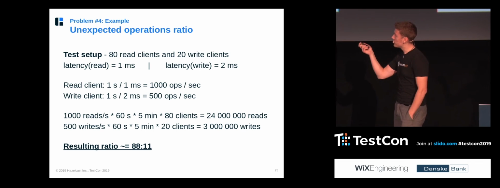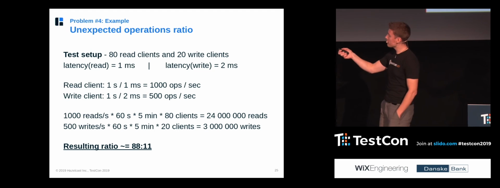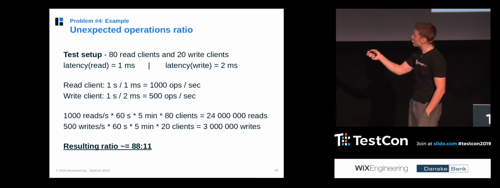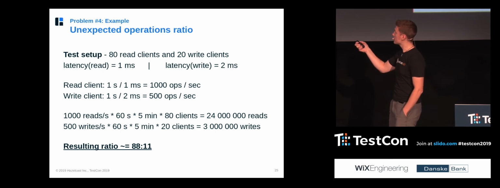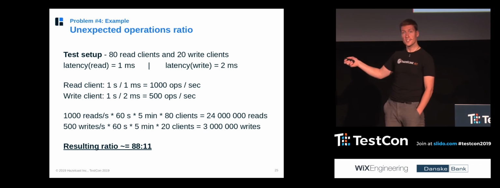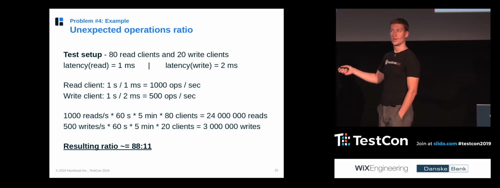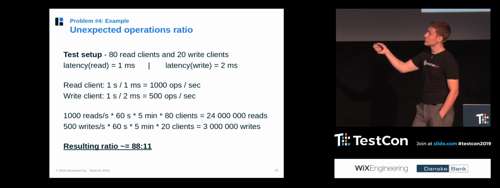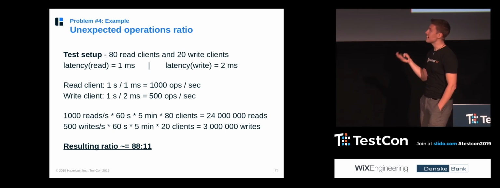Now I will let the performance test run for 5 minutes. So I'm doing 1,000 reads per second, for 5 minutes, with 80 clients. The same for writes. You see the numbers. It's simple math. But the resulting ratio is 88-11, which is not 80-20, right? Because you forgot this very important premise that the operations are not equal. They are not taking the same time.